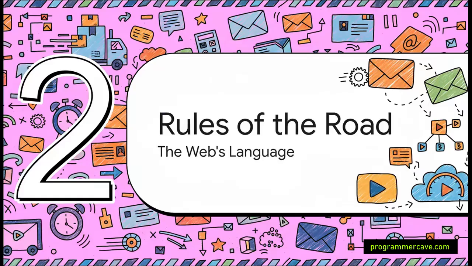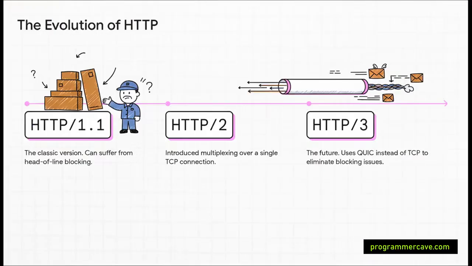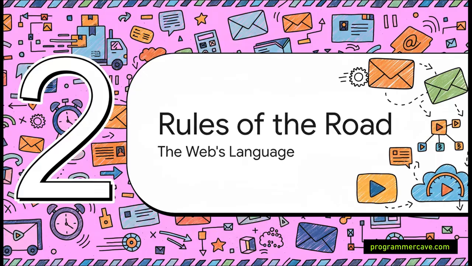Okay, so we have our delivery trucks, but how do they know where to go or what they're supposed to do when they get there? Well, they have to follow the rules of the road. And on the internet, those rules are basically a language called HTTP. Let's take a look at how that's evolved.